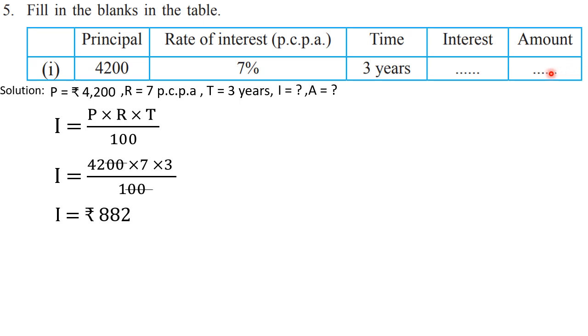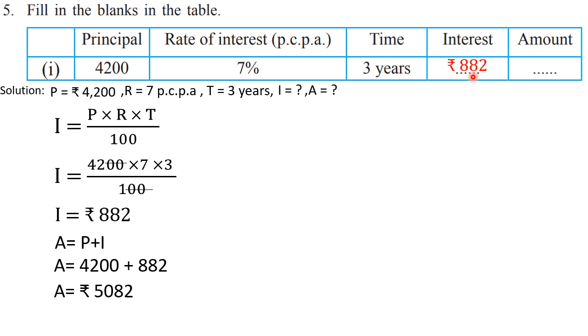Now we have to find what? We have to find the amount. So we'll write amount is equal to P plus I. So it will be what? P is 4,200 and I is 882. So we'll add now. So when we add, we will get what? We will get amount is equal to 5,082 rupees. So we'll write here interest is 882 rupees and amount is 5,082 rupees.